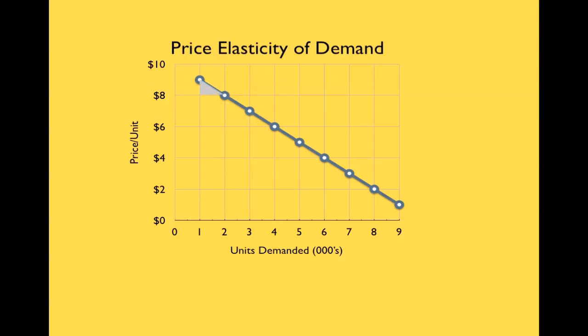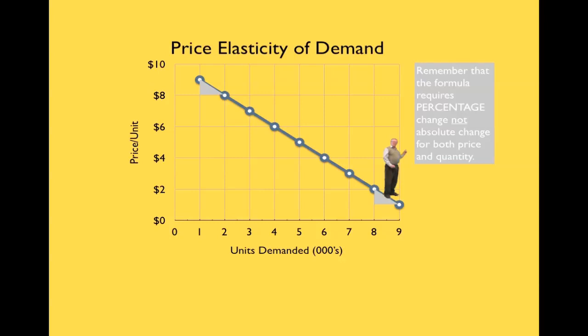Suppose we lower the price per unit from $9 to $8, as shown by the gray triangle. This is a $1 reduction in price. Similarly, we could lower a price from $2 to $1, also a $1 reduction. In absolute terms, these are the same reduction. But we have to remind ourselves of something, namely, the formula requires that we use percentages and not absolute changes.